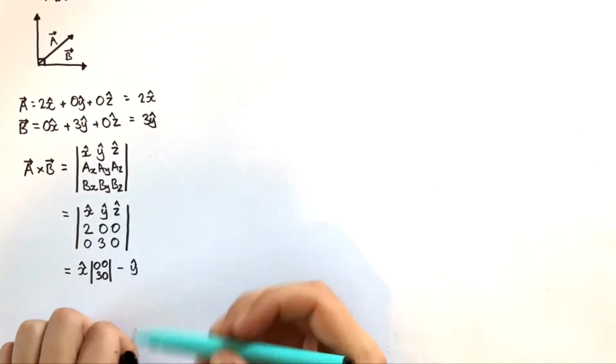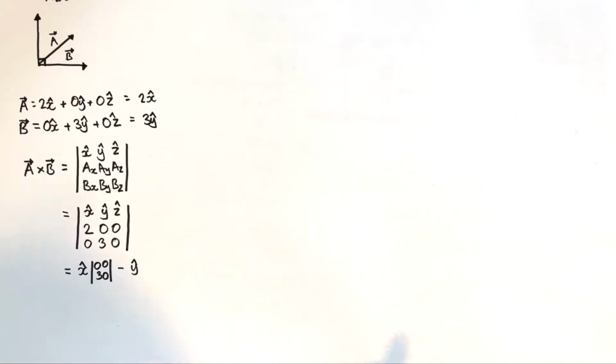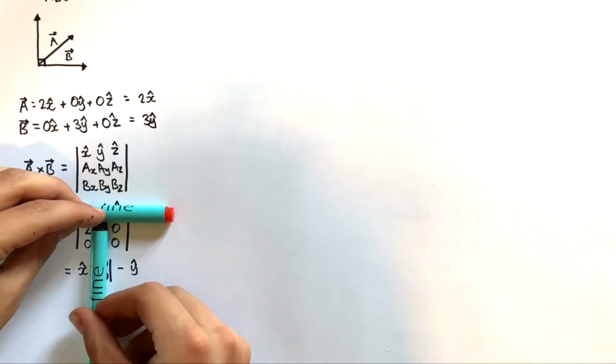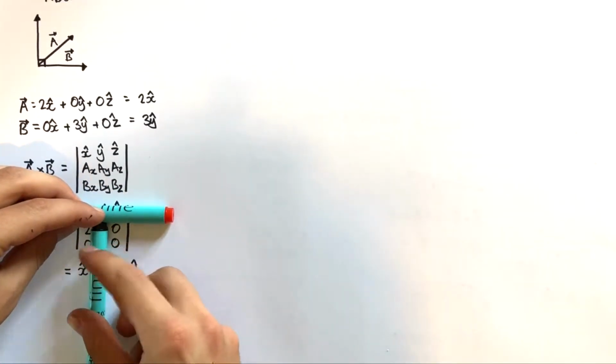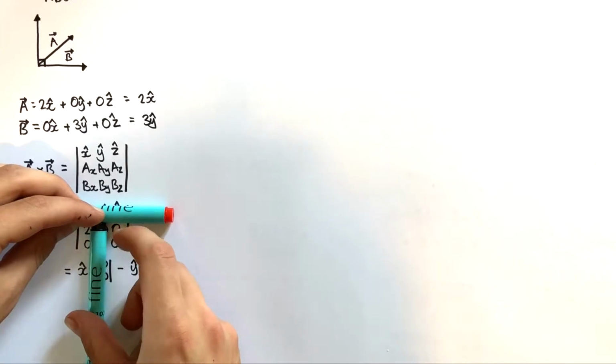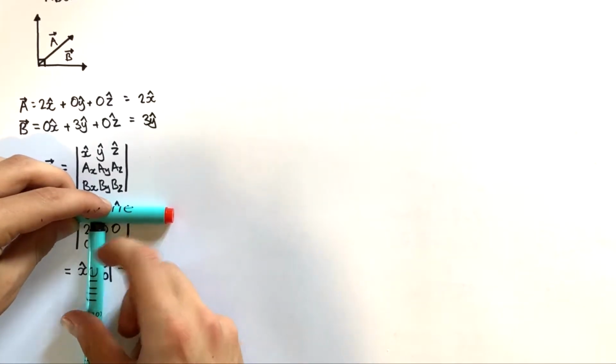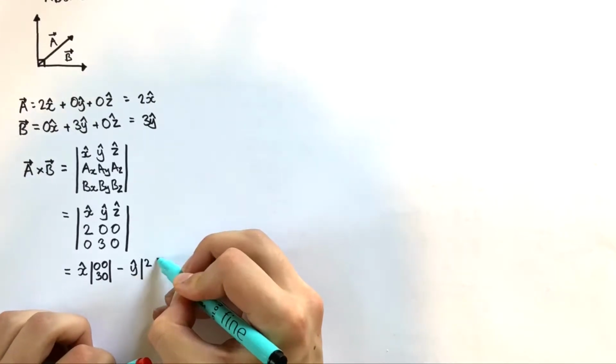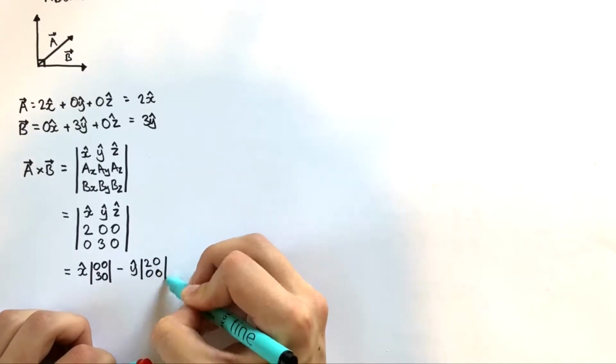So you subtract y hat, and now we're going to hide all of the elements that are not in the same row or the same column. And you can see we've got another determinant formed. We've got a 2 by 2 matrix formed: 2, 0, 0, 0. So that's another mini determinant right here.